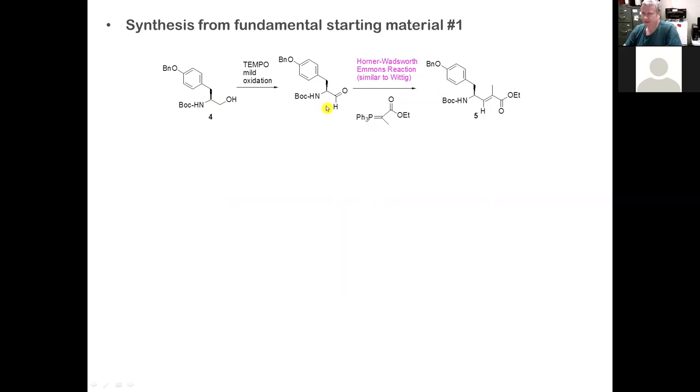They have an aldehyde. So then they do this thing called a Horner-Wadsworth-Emmons reaction, which is kind of like a Wittig, which you can read about in your organic two book. In a nutshell, this carbon is nucleophilic, attacks the aldehyde, and then you lose the oxygen and the phosphorus and you get an alkene. So it's a nucleophilic reaction, kind of like a Grignard or something. So this carbon attacks there, lose the oxygen, lose the phosphorus. Now you have an alkene, okay?